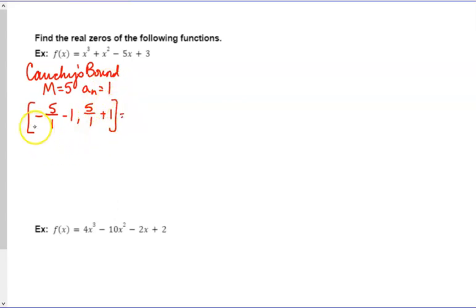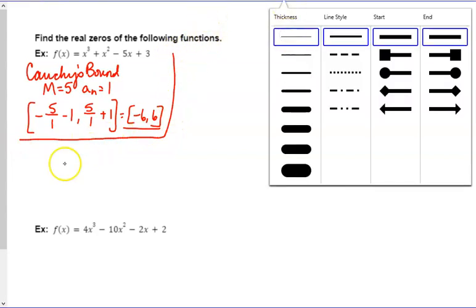So if you work that out, we get negative 5 minus 1, which is negative 6. And this becomes 5 plus 1, which is 6. So the Cauchy's bound says that all of those zeros for this polynomial have to lie between negative 6 and 6. Now, let's use our rational root theorem. So that's part of it.